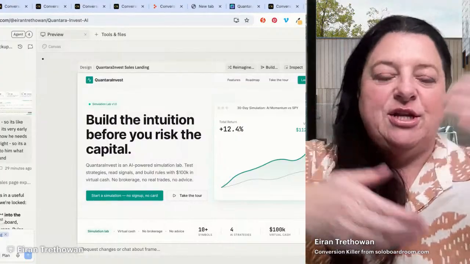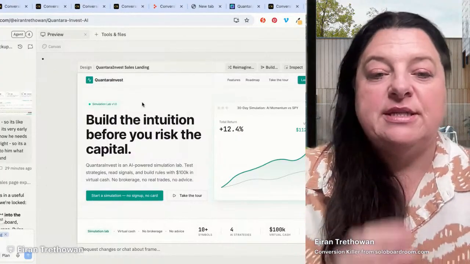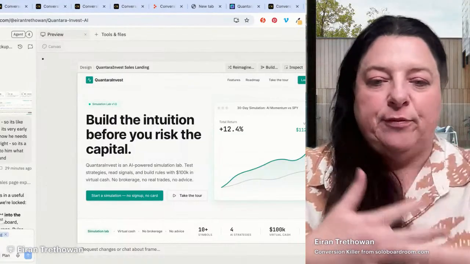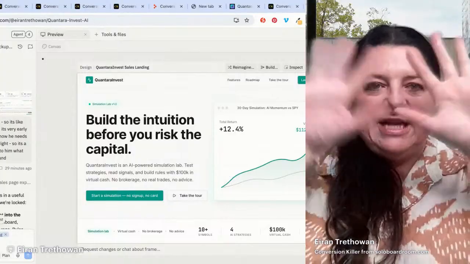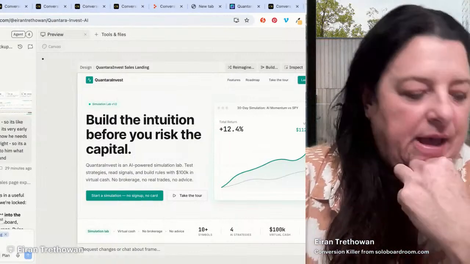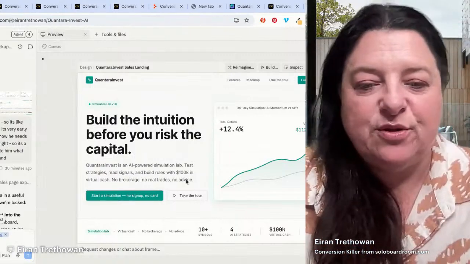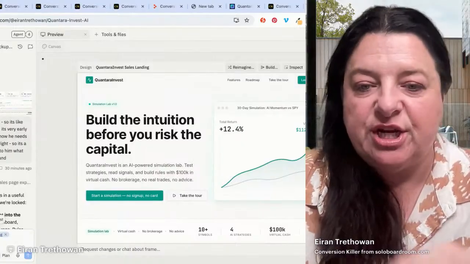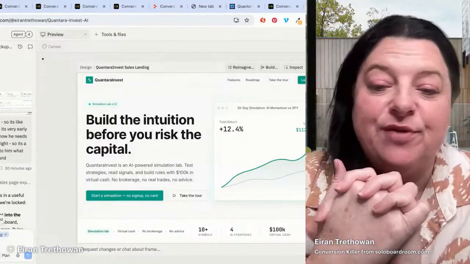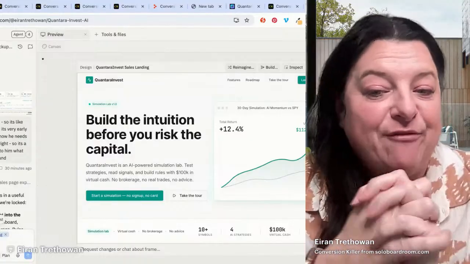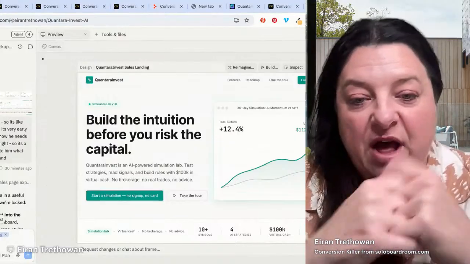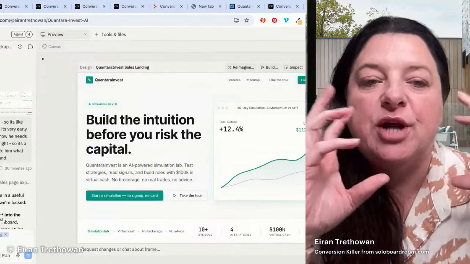So you can still go into the launch simulator. Rather than landing on the simulator, this page allows people a space rather than just having all that information up front. This obviously gives them a gate to get in there, but it's also filled with all the information. So Quantara Invest is an AI-powered simulation lab: test strategies, read signals, and build rules with 100K in virtual cash. No brokerage fees, obviously, no real trades and no advice. You just get to play and learn to trust your intuition.